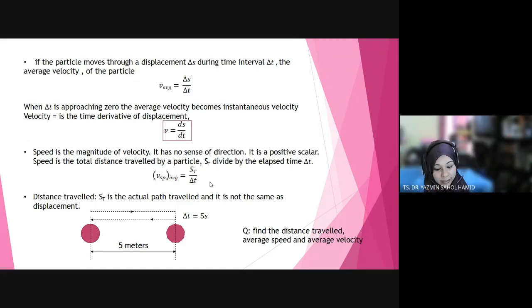Muhammad Danish Ben Suraini, do you understand the difference between average velocity and speed? Average velocity is the change of position over time. But average speed is the total distance traveled over time. Good. The total distance traveled is actually the path traveled, and it is not the same as displacement.